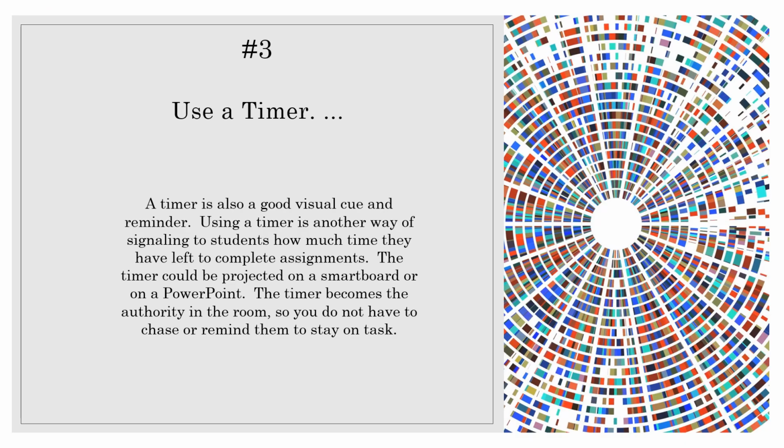Number three, use a timer. A timer is also a good visual cue and reminder. Using a timer is another way of signaling to students how much time they have left to complete assignments. The timer could be projected on a smartboard or on a PowerPoint. The timer becomes the authority in the room, so you do not have to chase or remind them to stay on task.